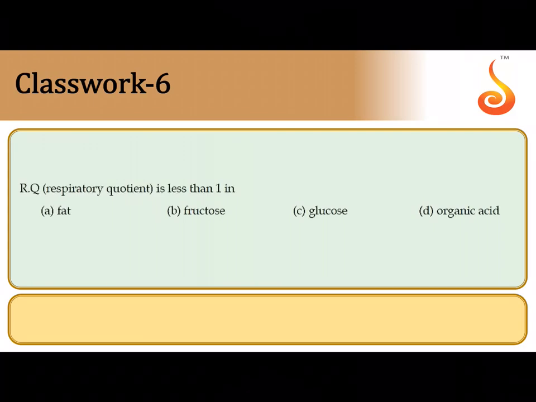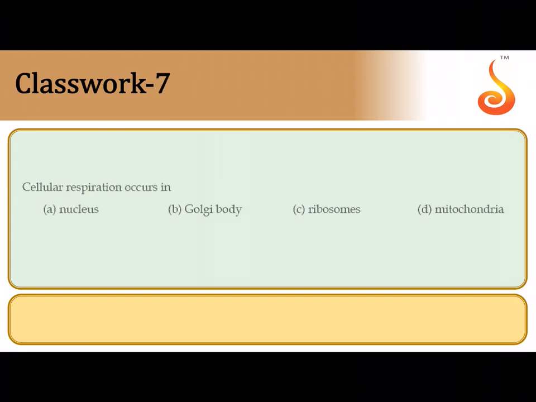RQ is less than 1 in the case of proteins and fat. Here they have not mentioned protein. For fat, the value of RQ is about 0.7. It is low because you are going to use up more oxygen, but you are going to evolve less carbon dioxide. RQ of protein is about 0.9. For carbohydrates, RQ is always equal to 1 because you are taking in and giving out the exact same amount of carbon dioxide and oxygen molecules. So RQ is less than 1 in the case of fats and proteins, please remember.